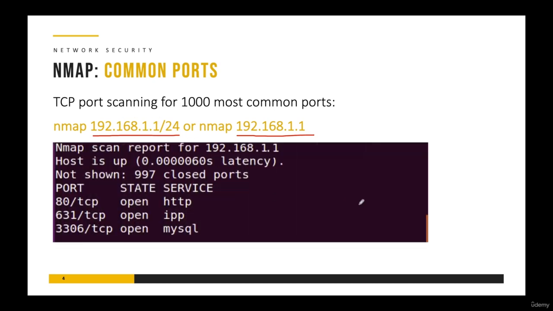Let's have a look at the results. We have launched an Nmap scan on a single IP address, and here are the results. Basically 3 ports are open. One is for HTTP, one is for IPP, another one for MySQL. All are TCP ports because we have launched a TCP scan. And we also see the port numbers here. We also see that there are 997 closed ports. So not only did we find open ports, we also found out which services are running on those ports.